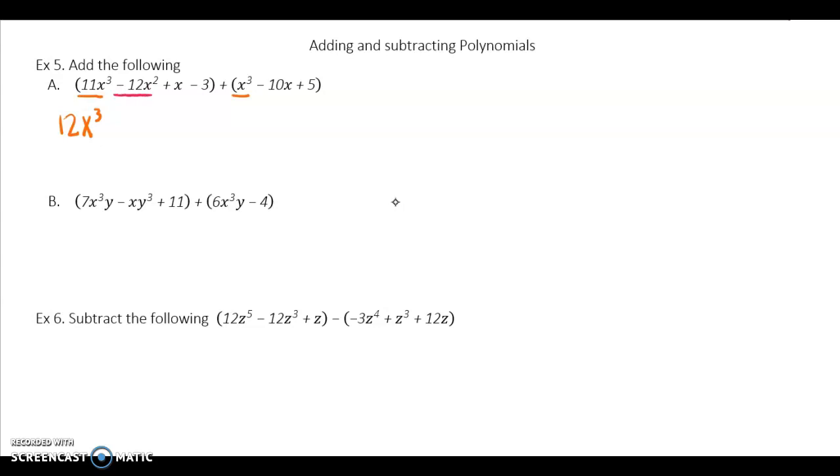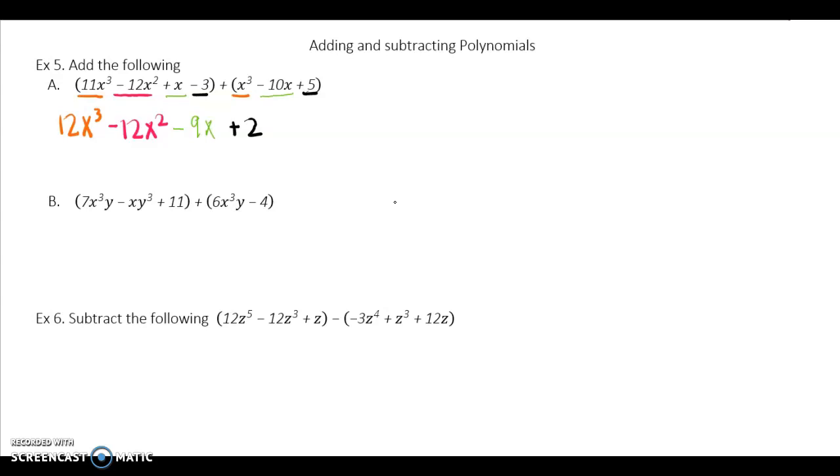So I get an x squared. I'm going to look for any other x squareds. No, I don't see any. Okay, then I'm going to do the next one. I have an x, and then I have a negative 10x. So those are like terms. I could go ahead and add those. And lastly, the numbers. You have to add those. So you get a plus 2. So that would be your answer there.